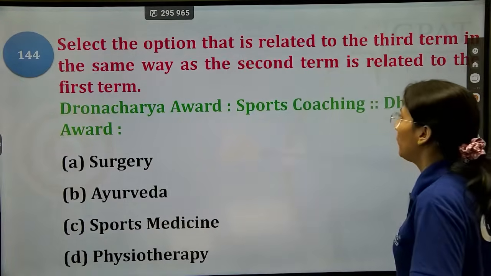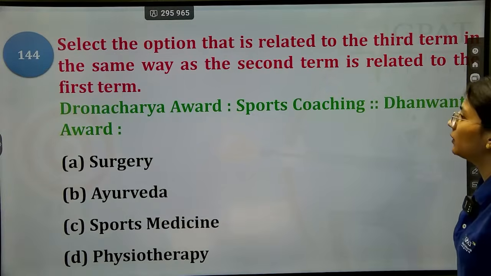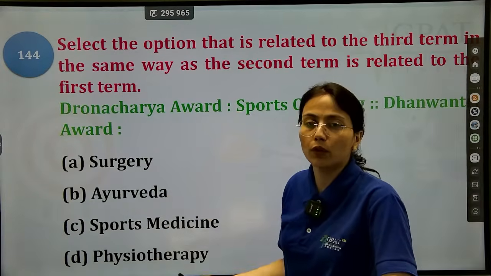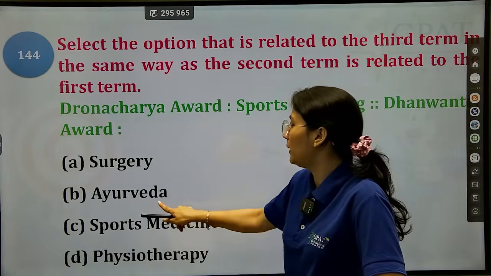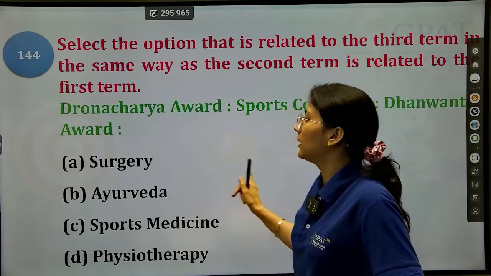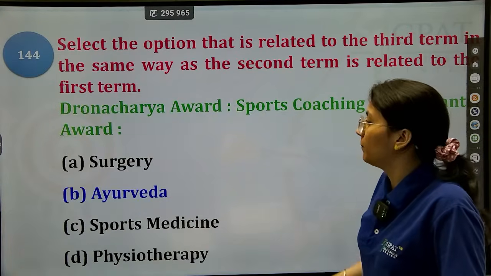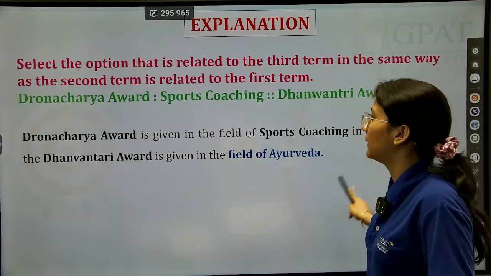So Dronacharya award is for sports coaching, Dhanvanti Ayurved award is for what? For Ayurveda. So option number B is correct. That is, Dhanvanti award for Ayurveda. So option number B is correct.